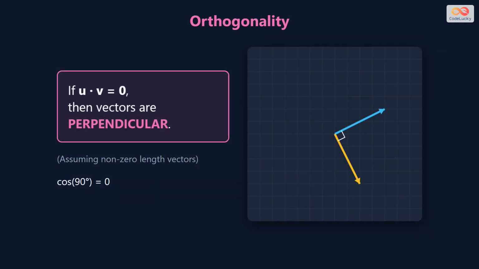That 0 case is special. In mathematics, we say that if the dot product of two non-zero vectors is 0, they are orthogonal or perpendicular. This is the fastest way to check if two vectors meet at a 90-degree angle without measuring anything.